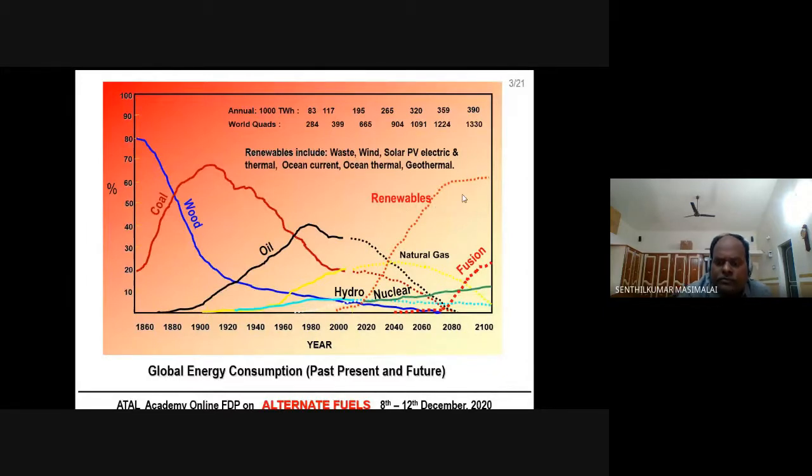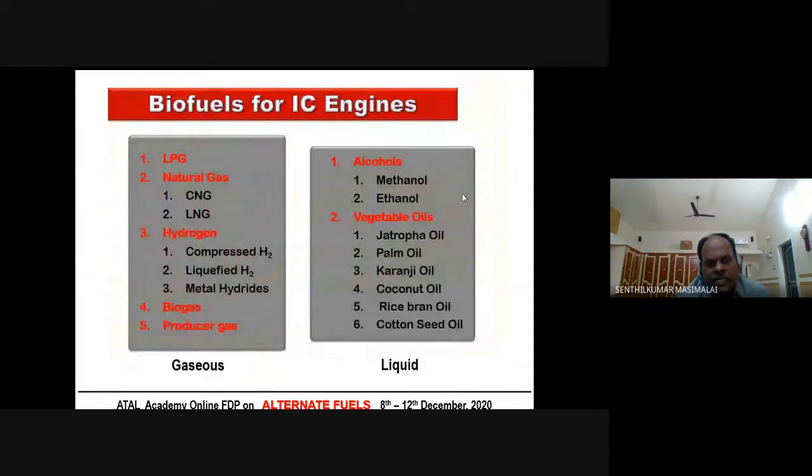So what are all the renewable fuels available on the earth? If you look at this slide, we have a number of renewable fuels, gaseous and liquid. We have liquefied petroleum gas, natural gas, hydrogen, biogas, producer gas. These are all the gaseous fuels available on the earth. And we have liquid fuels like alcohols, vegetable oil, even animal fat. So these are all the available alternative fuels on the earth, and we have to focus on using them because all these fuels are renewable fuels.